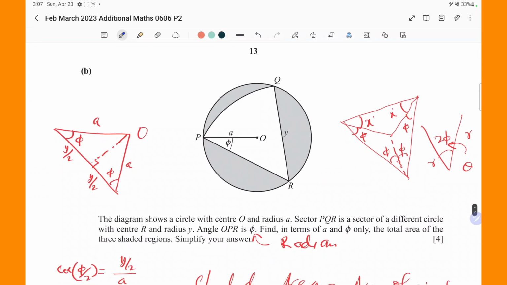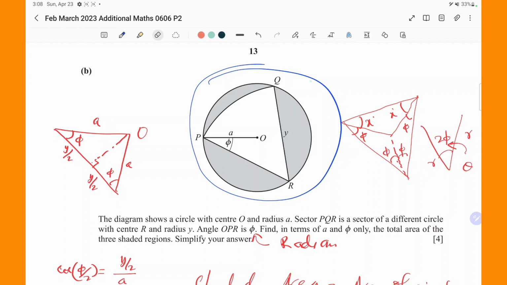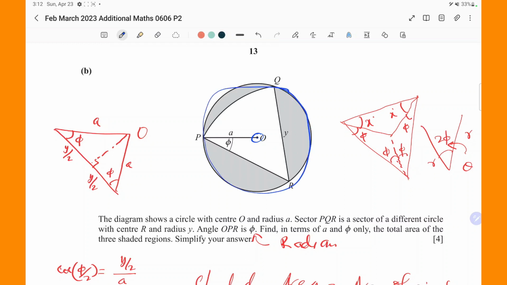Now this is B part. That says this is a circle, and here this. So guys, in this question there are two centers. One is O, and because of O center, this circle was formed.